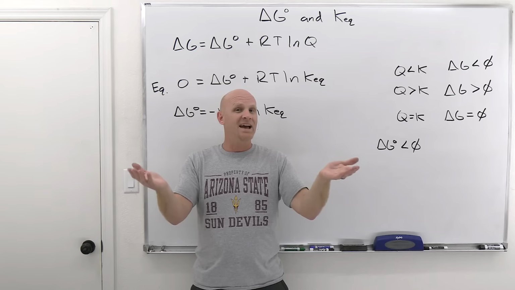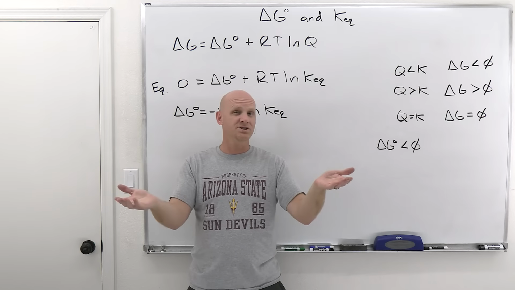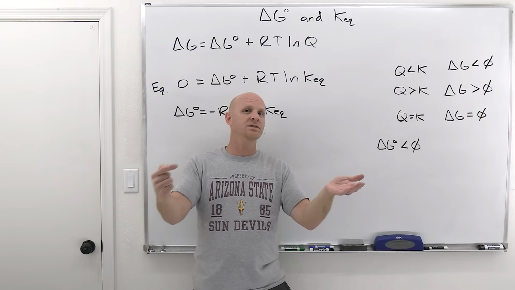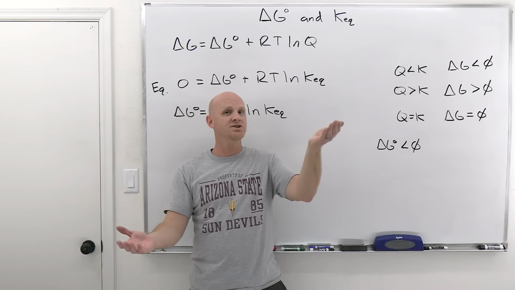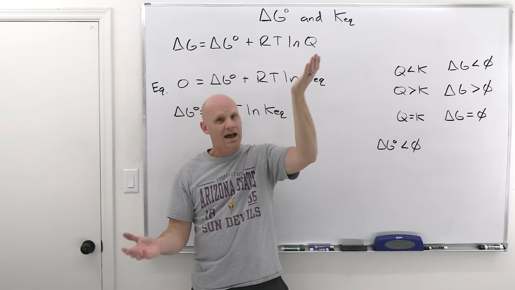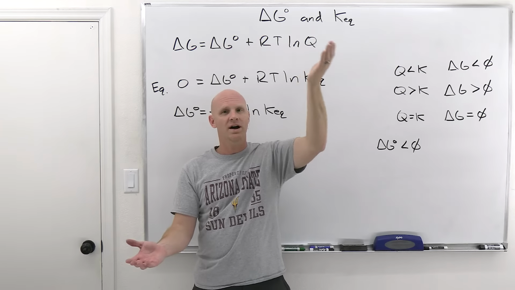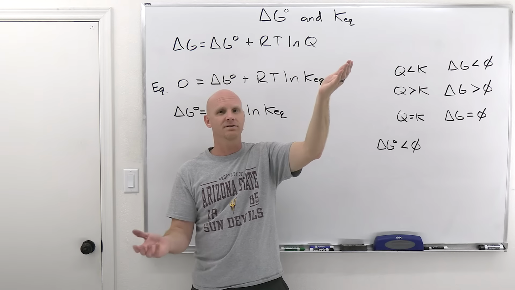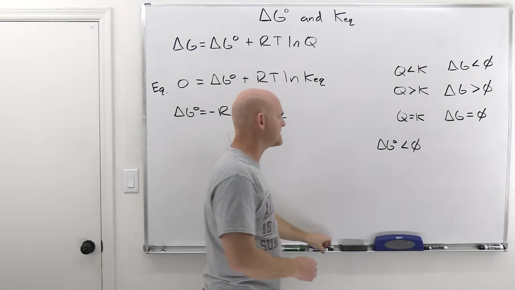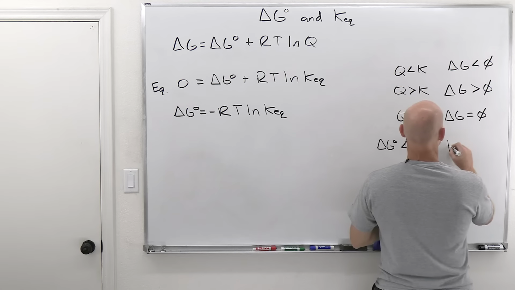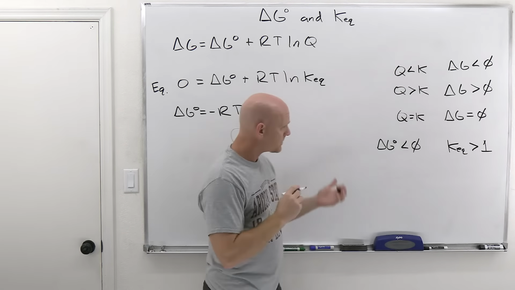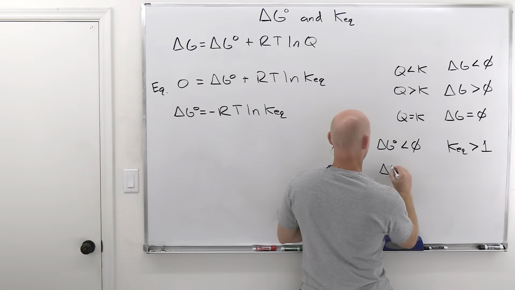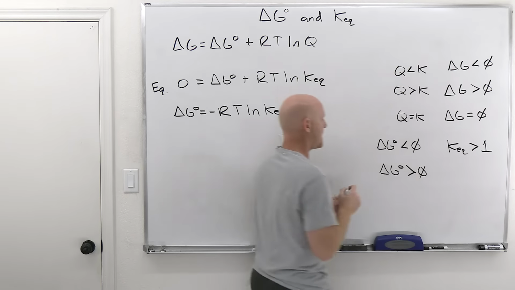Well, if the reaction is spontaneous in the forward direction under those conditions, then you're converting reactants into products on your way to equilibrium. And so your products are going to go up in concentration as your reactants go down in concentration. And when you finally reach equilibrium, you'll have more products than reactants. And if you have more products than reactants at equilibrium, well, that means that your equilibrium constant is bigger than 1.